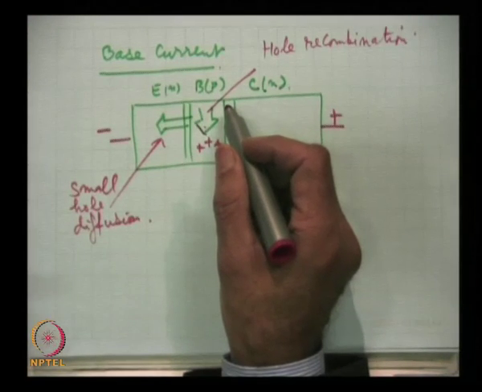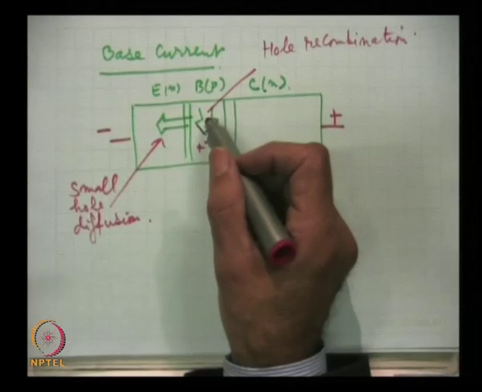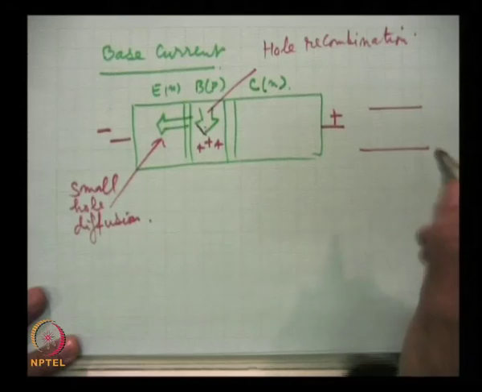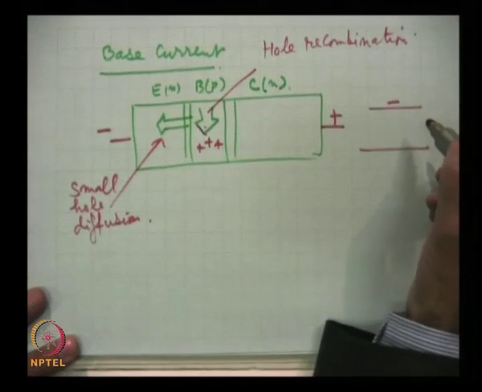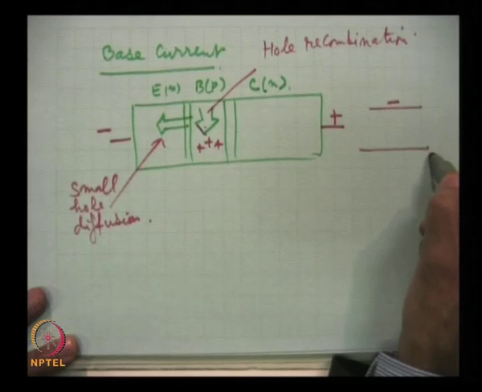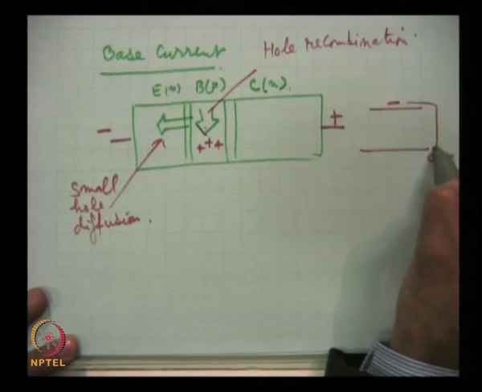You will recall that in recombination the electron and hole both disappear. For example, I remind you that this is the free electron, this electron which was coming from here, and in the base region these are the holes. So, when it moves, some of them are trapped.